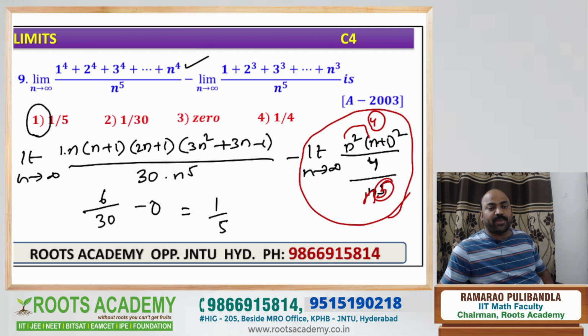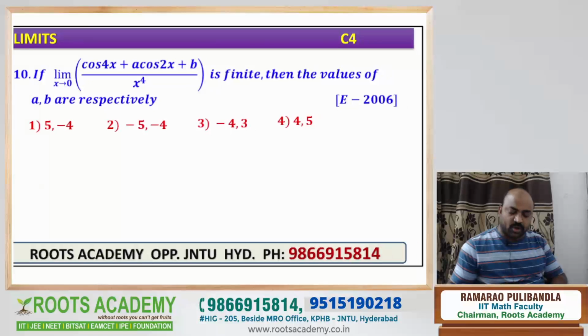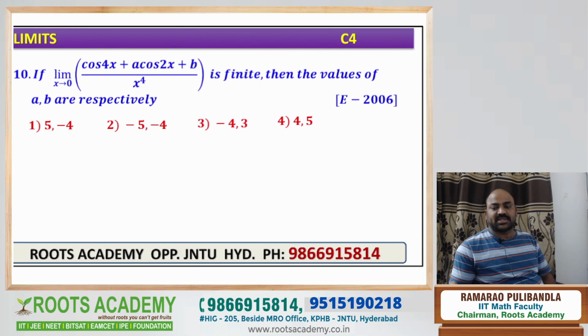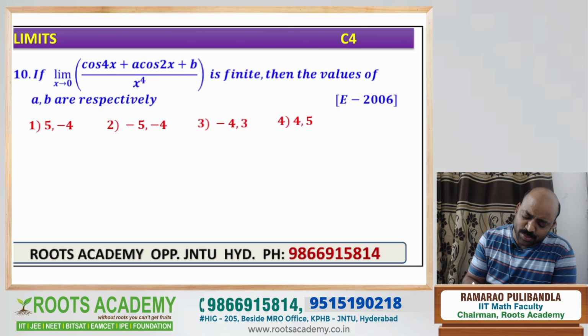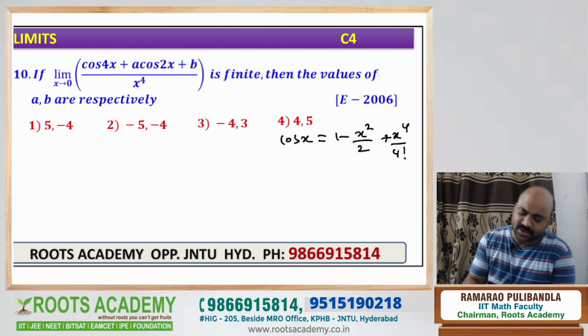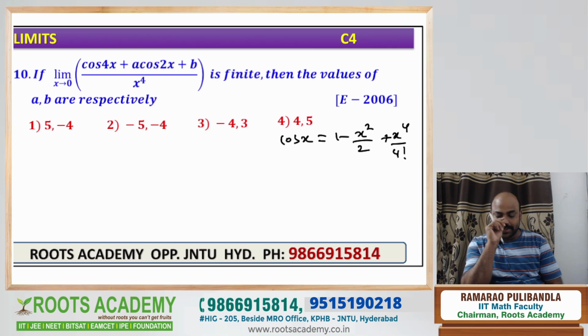Are you able to follow me? So the last one, this is AIEEE, which means mains. Move to the 10th question. Can you quickly give what the 10th question is? Do you remember expansions? The cos x expansion is 1 minus x square by 2 plus x power 4 by 4 factorial. Did you remember that? So can you say what the answer for this beautiful question is?